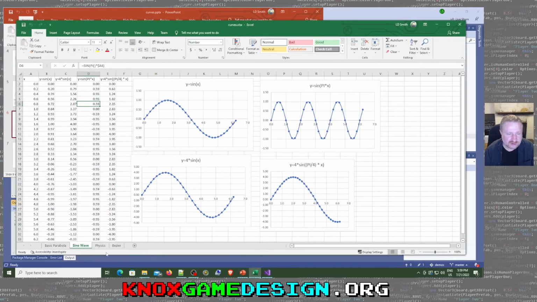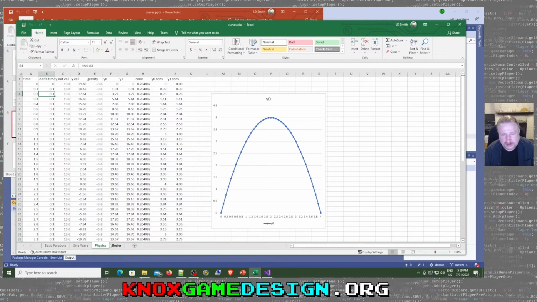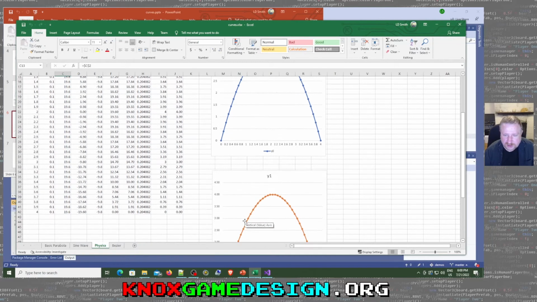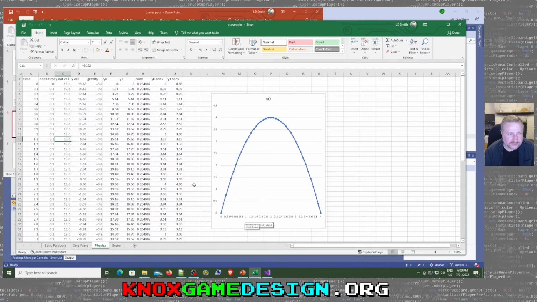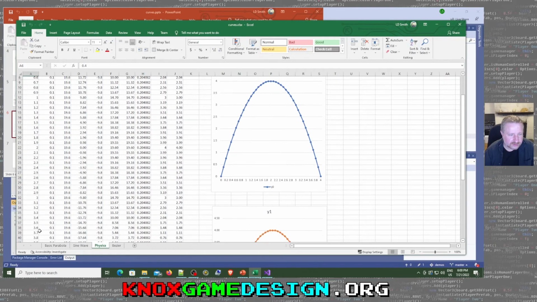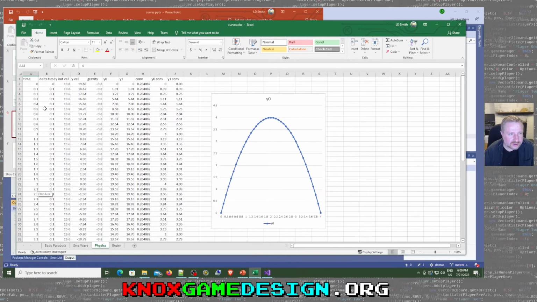I have all this in Excel. But as always, the open source alternative, I believe OpenOffice or LibreOffice is still out there. Probably very similar to this. But yeah, there's my 2 charts right there. Our time going from 0 to 4. And right here, we're just setting delta time to 0.1. Got our initial velocity of 19.6, which is 2 times the gravity value, negative 9.8.